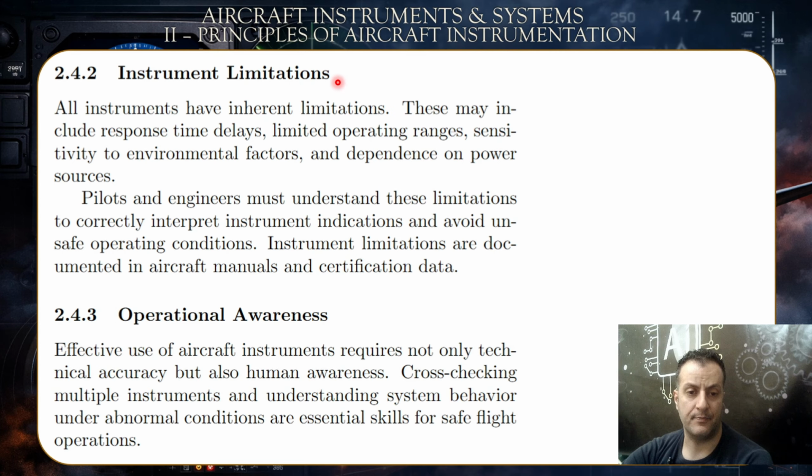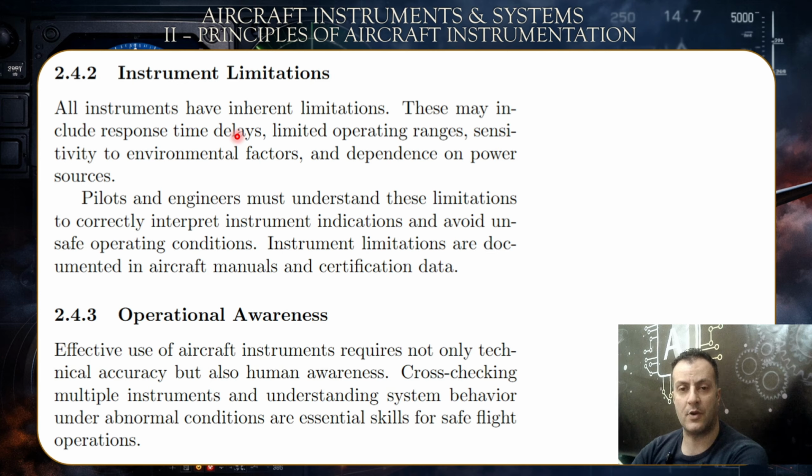Instrument limitations. All instruments have inherent limitations. This may include response time delays, meaning that the value won't be real time. There would be a delay between the actual value of the air pressure, for example, or the current altitude, and this value being updated on the instrument. It won't be indicated immediately. There's a lag between the current altitude of the airplane and the displayed altitude, to make it simple.